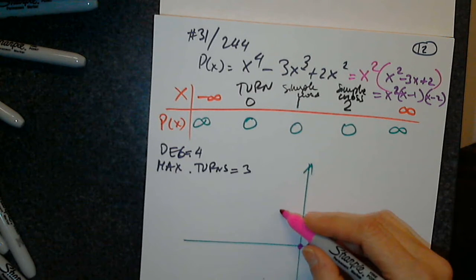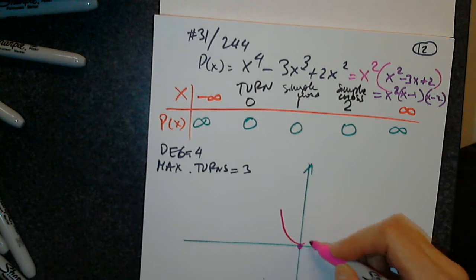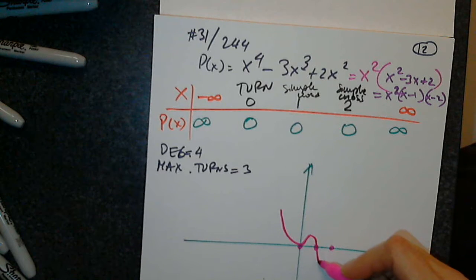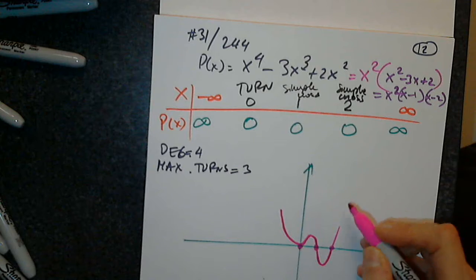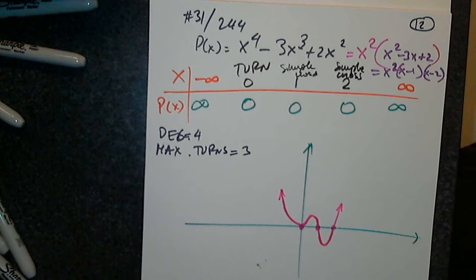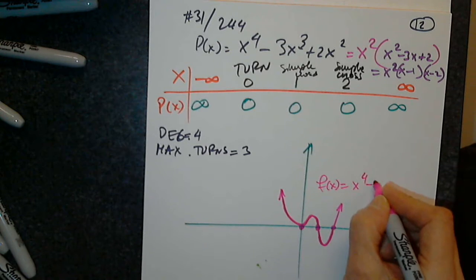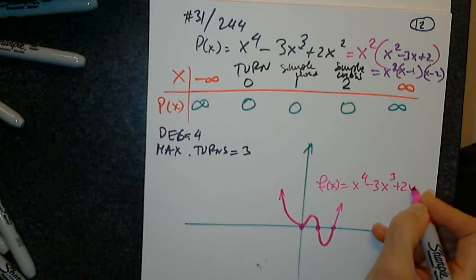It's coming from positive infinity. It must turn at 0, 0. Has to come up to a maximum. It crosses, comes up to a minimum, comes down to a minimum. Done. And this is the function f of x, x to the 4th minus 3x cubed plus 2x squared.